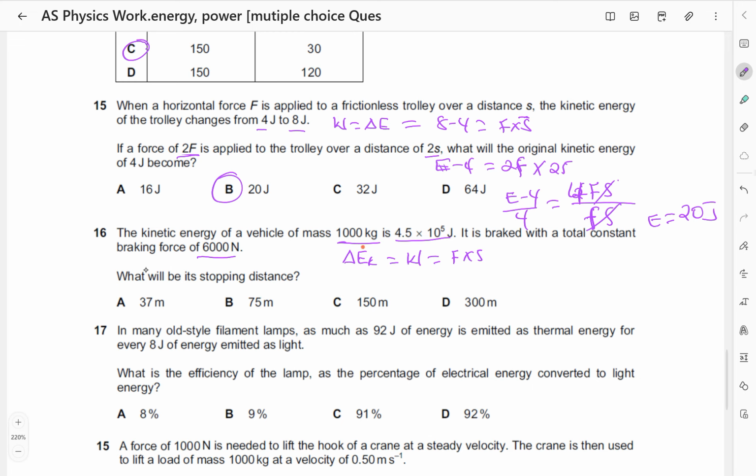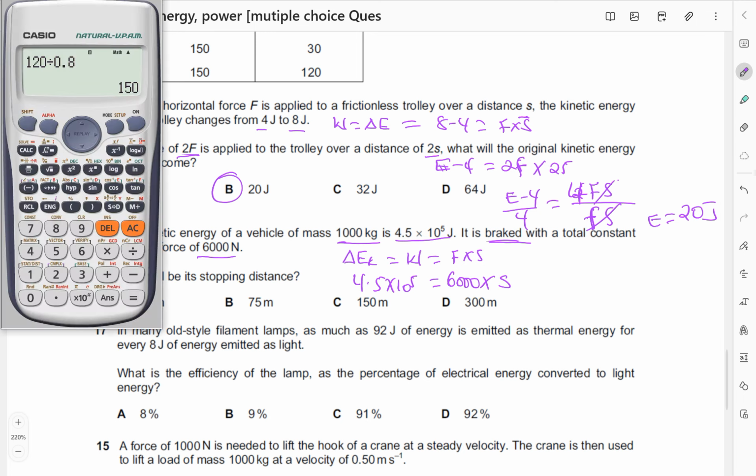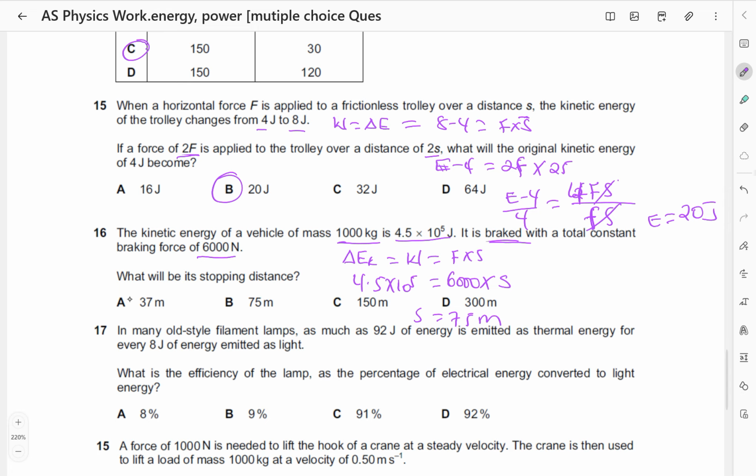It changes from 4.5 times 10 power 5. If the brakes are applied, the final velocity will become zero. So it goes to zero. We want the stopping distance. So the change in kinetic energy, which will be 4.5 times 10 power 5, will be equal to the force, which is 6,000, times the distance, which is actually what we want to find, times S. So I'll just divide here: 4.5 times 10 power 5 divided by 6,000. This gives us 75. So S is equal to 75 meters. So the braking distance is going to be 75 meters. Our answer is B.